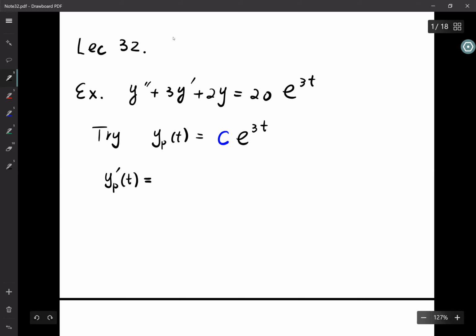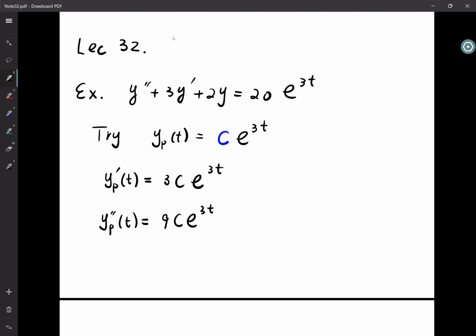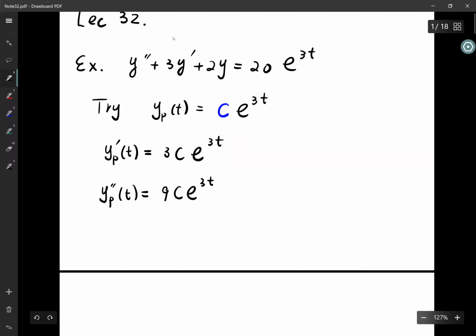y prime is 3c exponential 3t. And I take double prime, so this is going to be 9c exponential 3t. Okay, so good news. That is, for all the terms, they're just a constant multiple of exponential 3t. So we have converted this problem to an algebraic equation as we have seen before.